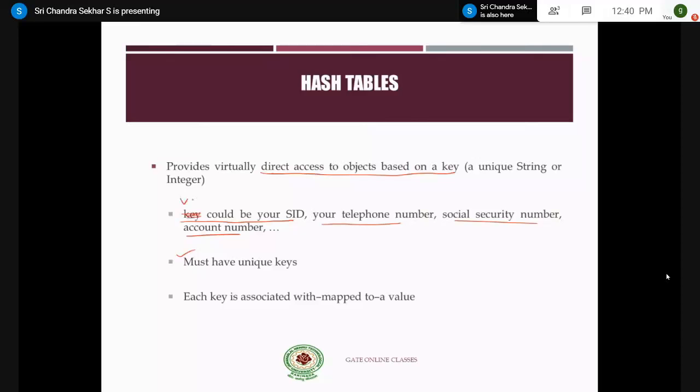It's not key, it is value. Right? And each key is associated or mapped to a value, that we know. Hash table is nothing but key value pairs. Hash table is implemented with arrays.